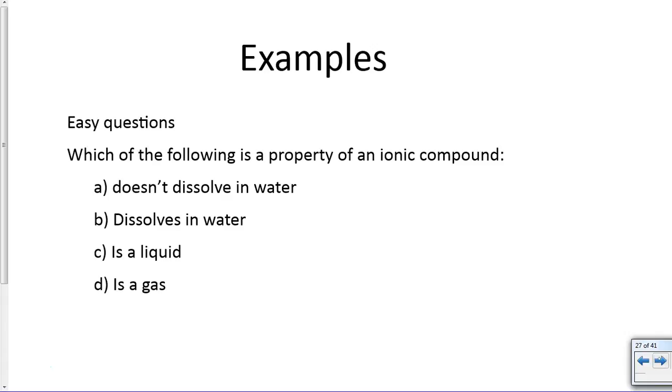So, let's do some examples. Let's see how we could apply this. Problems. Which of the following, Mr. Regnier, is a property of an ionic compound? So what we want to start talking about here, guys, is this is a classic multiple choice question.